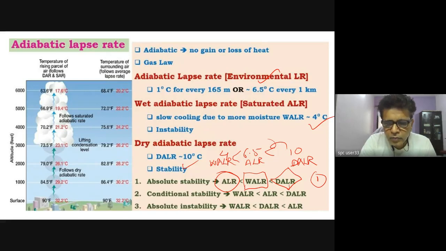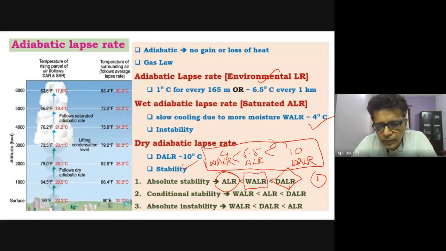Conditional stability. We are going to come to these terms and we are going to discuss this in detail, but try to understand the three conditions and the normal condition. This is what the normal condition is supposed to be.